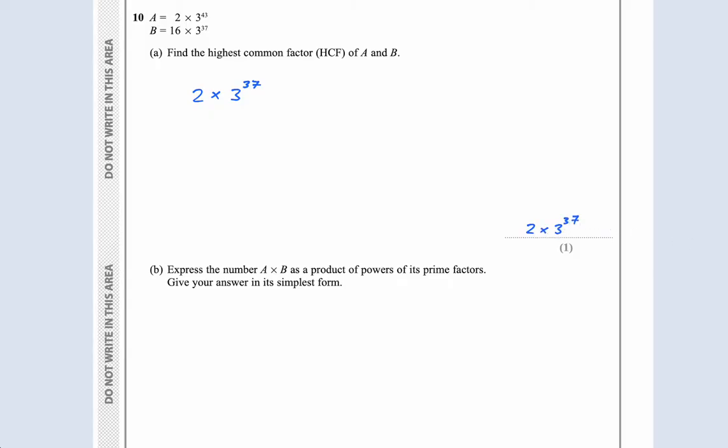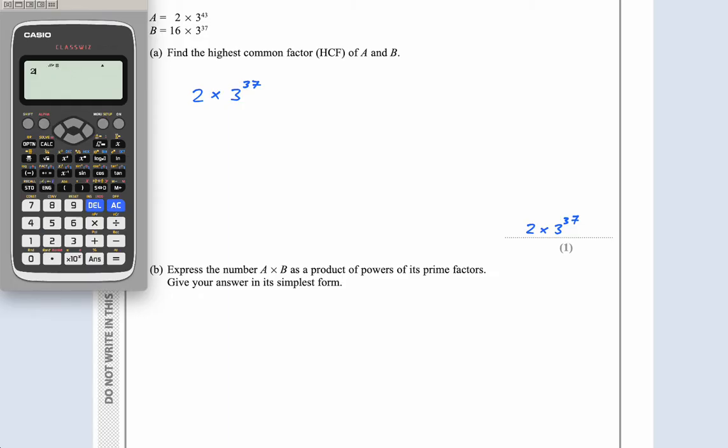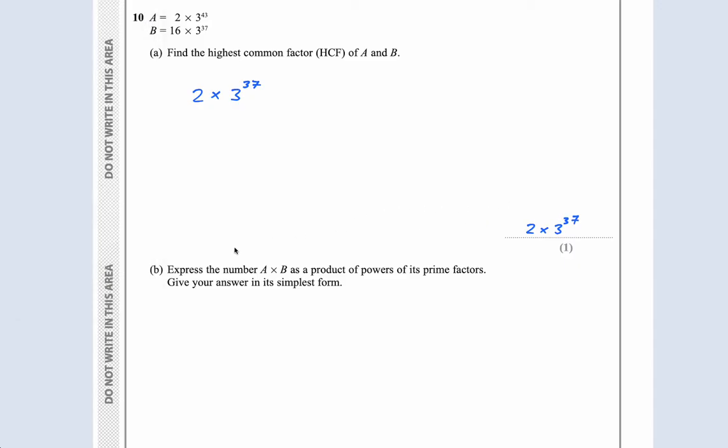You don't want to put that into your calculator for this reason. 3 to the power of 37. Well, it's a massive number. I mean, I guess you could put that down, but they certainly accept that. Okay, part B. Express the number A times B as a product of powers of its prime factors. Give your answer in its simplest form.